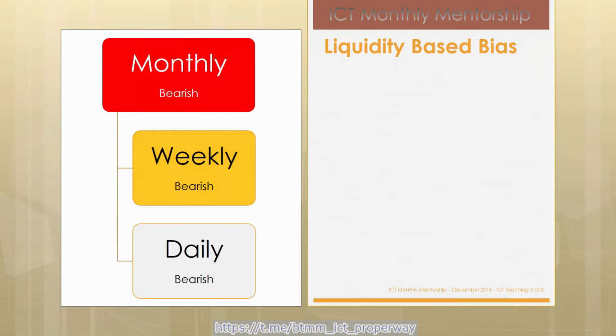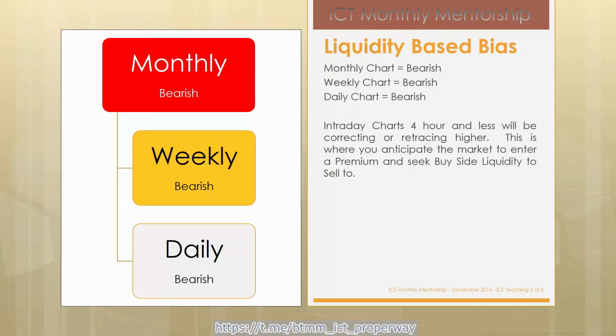Okay, liquidity-based bias. If the monthly chart is bearish, the weekly chart's bearish, and the daily chart's bearish, that'll give us a wonderful opportunity to get in sync with institutional order flow. Intraday charts, 4 hours and less, will be correcting and retracing higher. Now, again, the markets are predisposed to go lower because on the monthly, weekly, and daily we have arrived at a bias that we have seen price want to go lower. It's been making lower lows and lower highs. Support levels are giving way. Resistance levels are being formed and being respected.